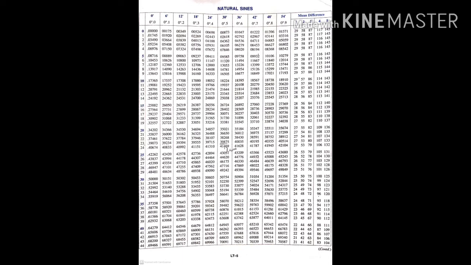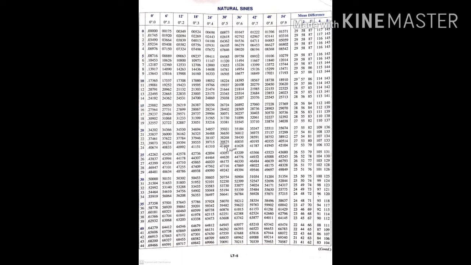So students, here you check the degree in the vertical column and the minute along the horizontal line, and the values are given after the point in 5 digits. You check that all the values are given as point then 5 digits, and at the end there is written mean difference, 1 2 3 4 5. So mean difference from 1 to 5 is given, and I will explain with one example how to use this mean difference.